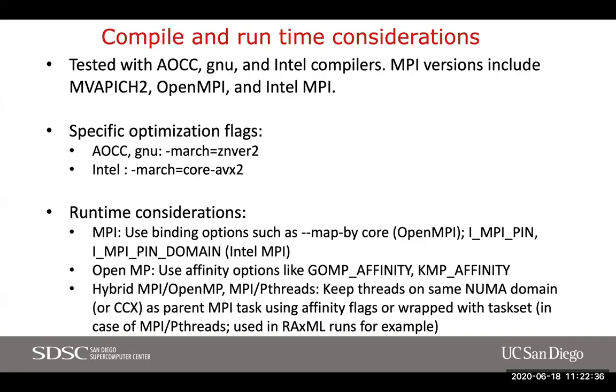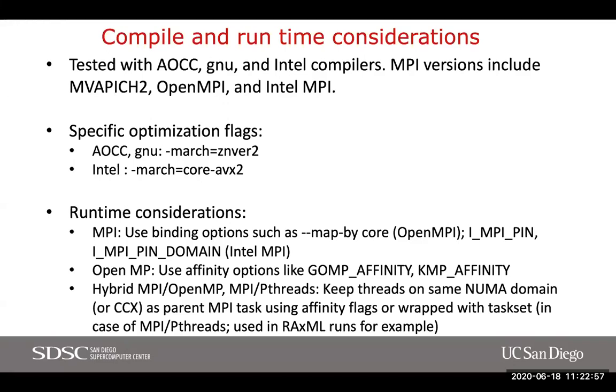For the runtime considerations, of course, you do need to be aware of the mappings. If you're doing pure MPI, do a mapping by core, for example, and use various options with the MPIs, like map-by core or pin domains and things like that. With OpenMP, you can use affinity options.